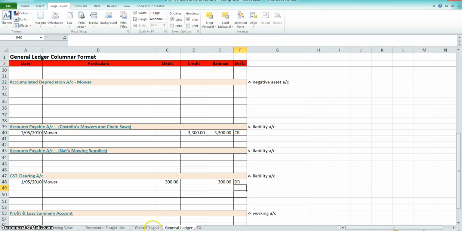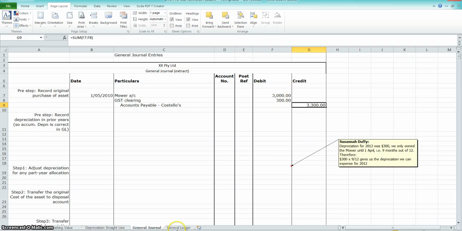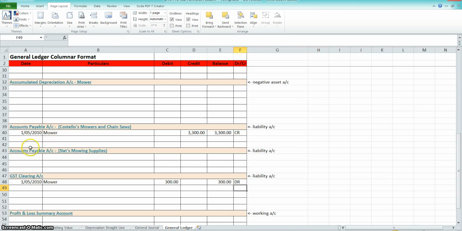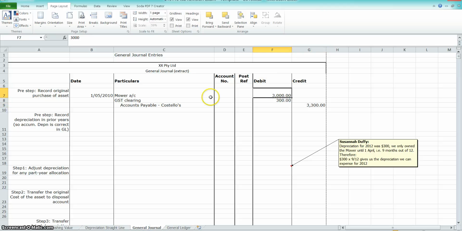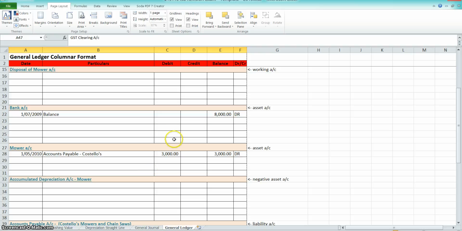It's just simply putting these figures under the right heading, and into the correct debit or credit side, which should match to what we had here. So the mower account is a debit, in the ledger, still a debit. Make sense? I reckon it does.